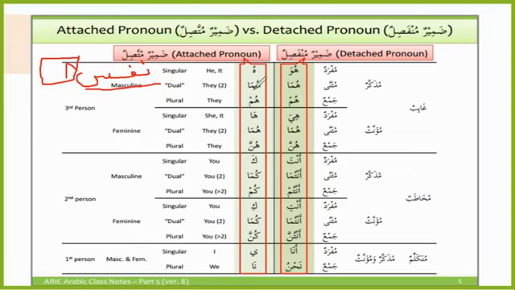Nafsuhu, himself. Nafsuhuma, themselves, herself. And nafsuhunna, themselves for women. Nafsuka, yourself. Nafsukuma, nafsukum, yourselves. Yourselves as well in English, but this is referring to a plural. Nafsuki, yourself for one woman. Nafsukuma, nafsukunna for a group of women. Nafsi, myself. Nafsuna, and this is ourselves. Let's move on and even see when we're actually seeing it in actual wording.